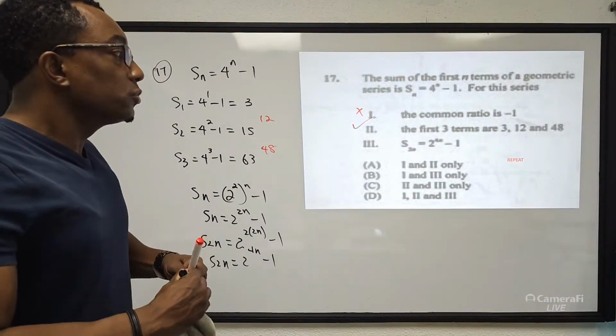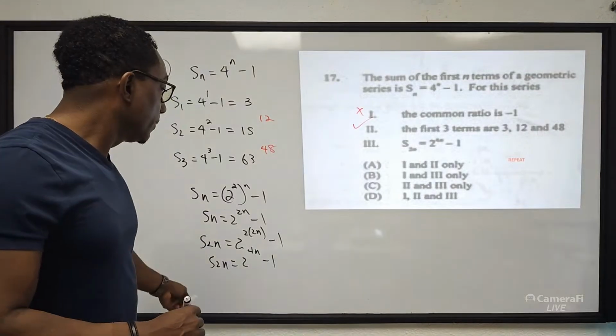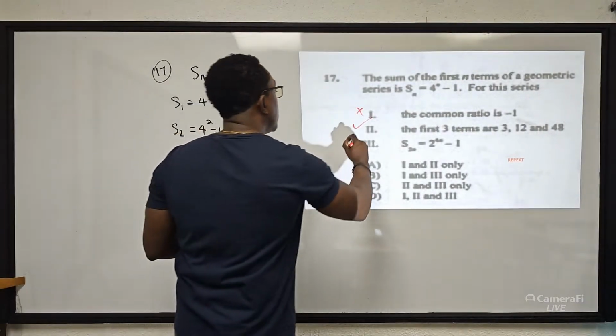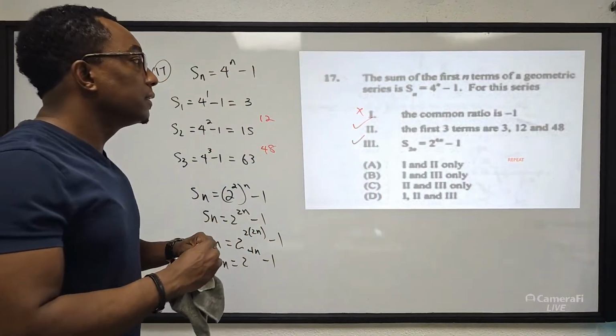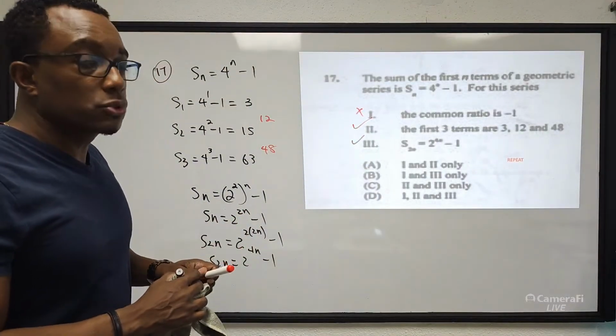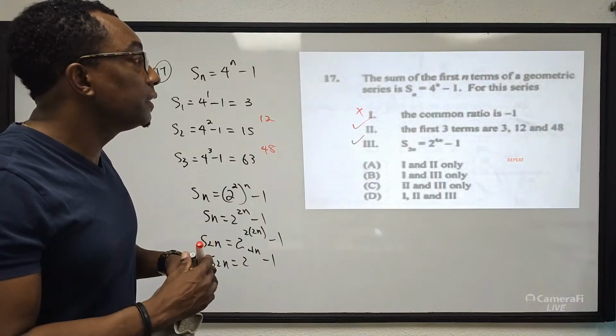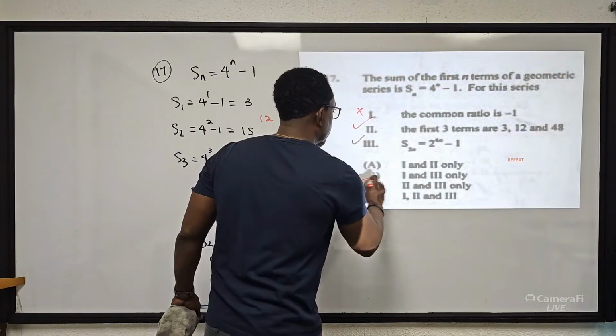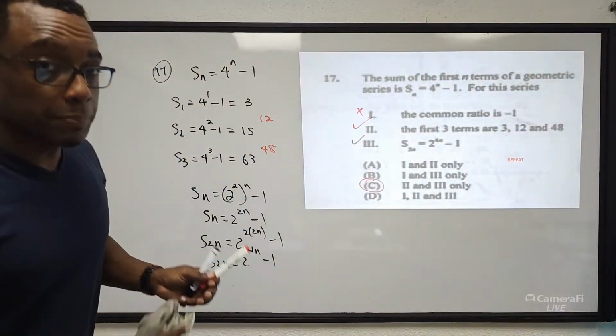Yeah? So when I have 2n as my subscript, this is what I'm going to get, which is what I have there as 3. So it means that options 2 and 3 satisfy the sum given. So it means the answer here will be C, which is a repeat. Good?